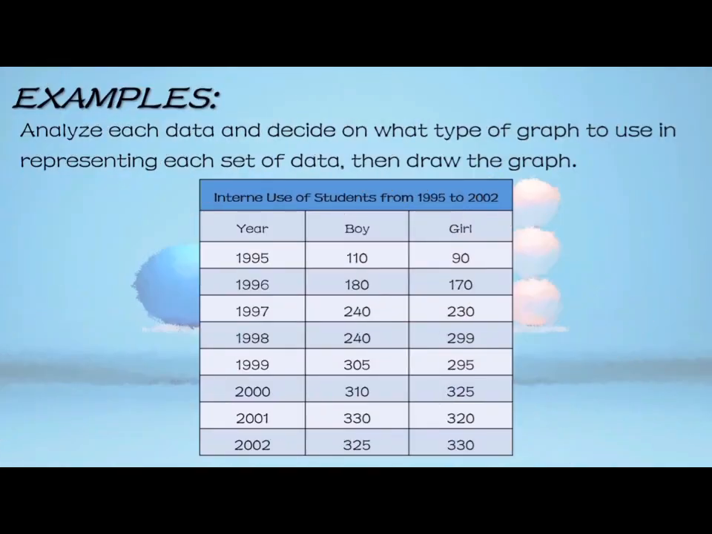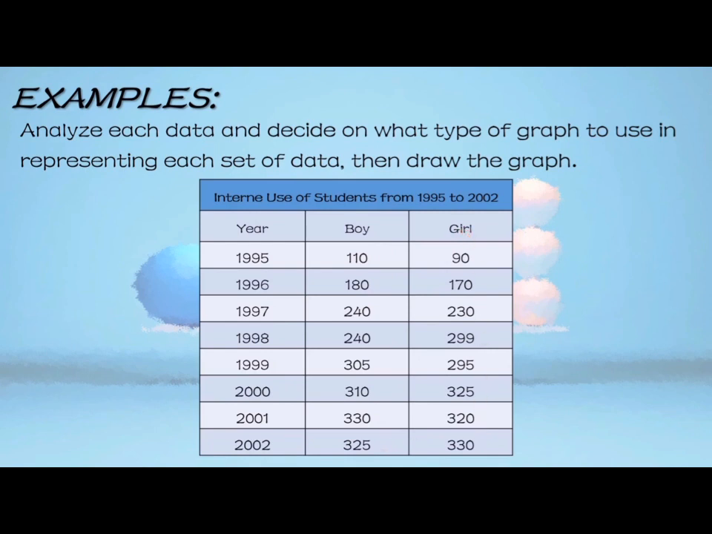Let us now have the examples in organizing and presenting data. Number one is, we have to analyze each data and decide on what type of graph to use in representing each set of data, then draw the graph. We have the given columns, and the title of the graph is Internet Use of Students from 1995 to 2002. We have a column for year from 1995 up to 2002, then columns for boys and girls.